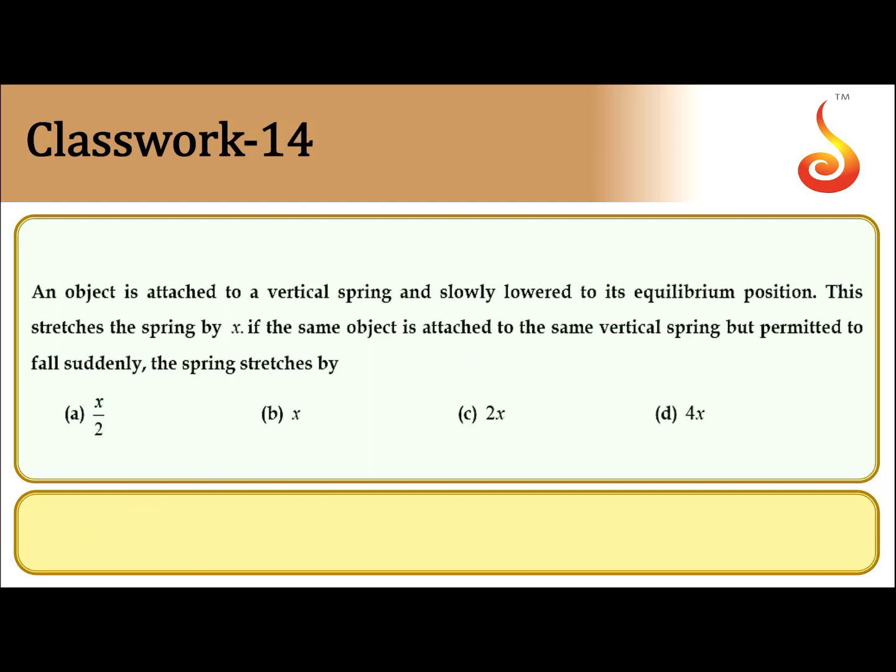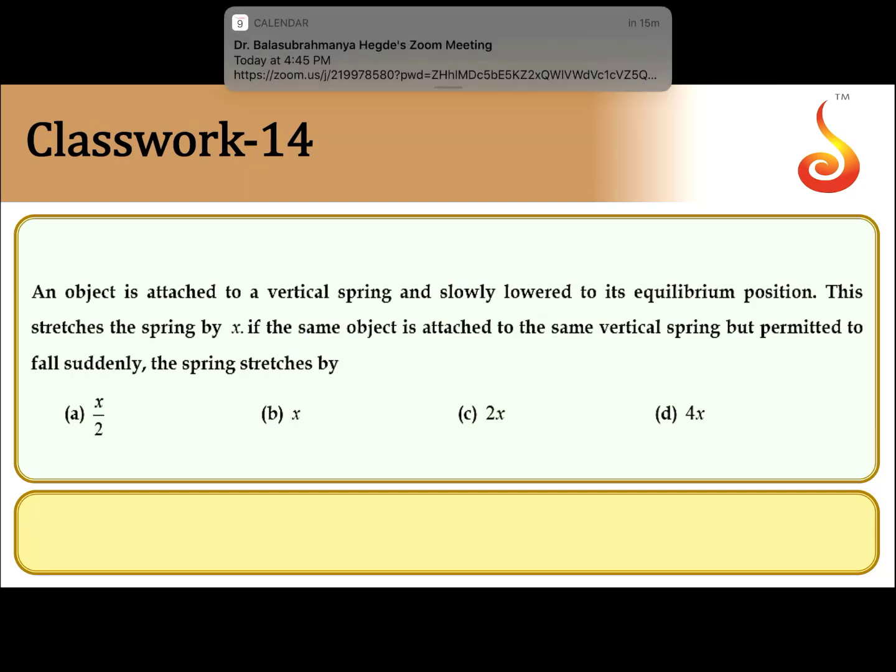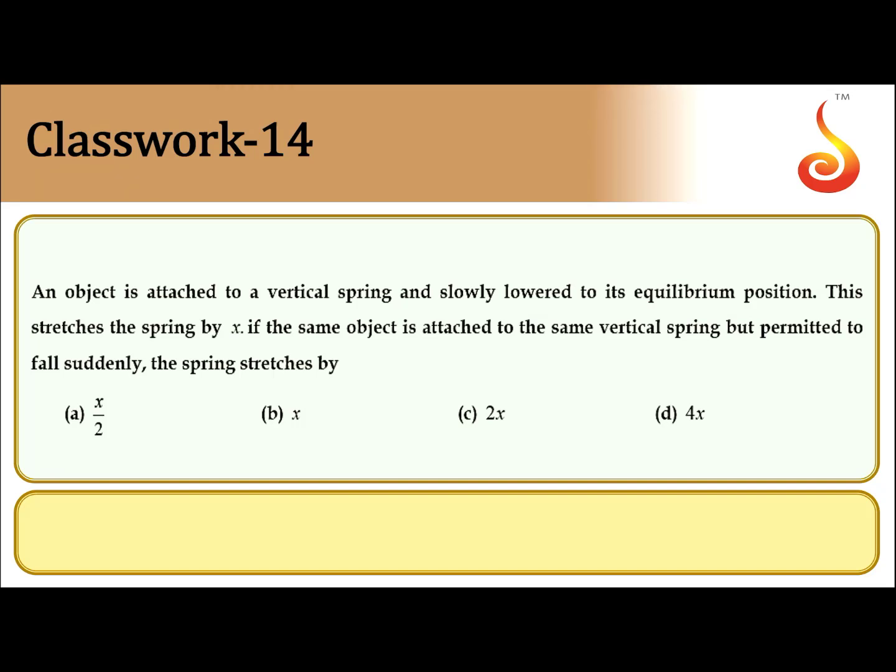Example 14. An object is attached to a vertical spring and is slowly lowered to its equilibrium position. This stretches the spring by x. If the same object is attached to the same vertical spring but permitted to fall suddenly, the spring stretches by? Read the problem carefully. An object is attached to a vertical spring and is slowly lowered to its equilibrium position. So finally, it is in the equilibrium position. So because of this, x is the elongation of the spring.